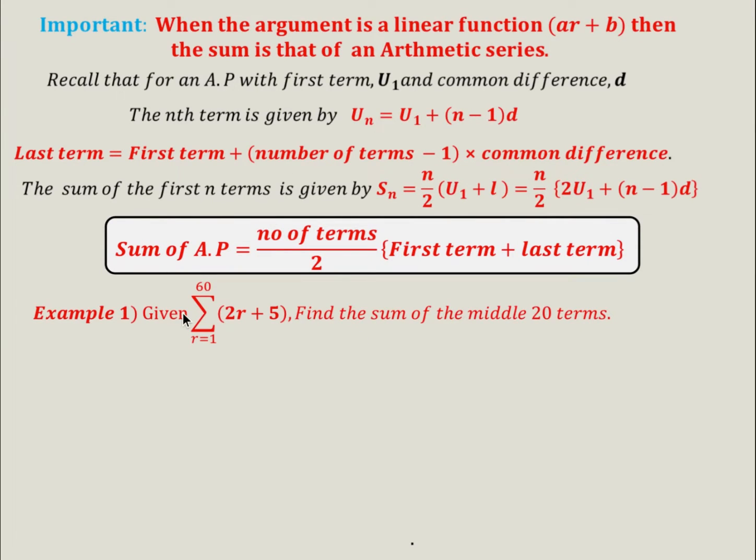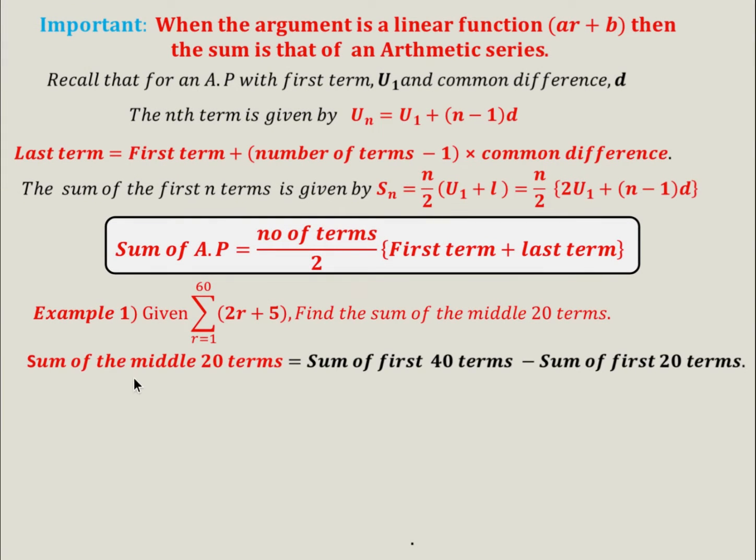The trick here is that the upper limit, in short the number of terms, is 60, and 60 is divisible by 3. That implies that if you divide 60 by 3, you would have 20. So we have the first 20 terms, the middle 20 terms, and then the last 20 terms. We would be interested in the sum of the middle 20 terms in that series. So actually the sum of the middle 20 terms is the sum of the first 40 terms minus the sum of the first 20 terms.